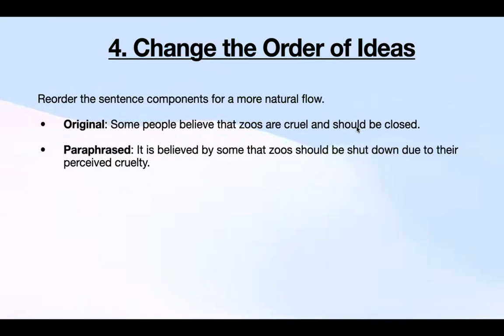So, sequencing: Zoos should be shut down due to their perceived cruelty. This is called reorder. It means the closing thing is written first and the cruelty is written in the second part.